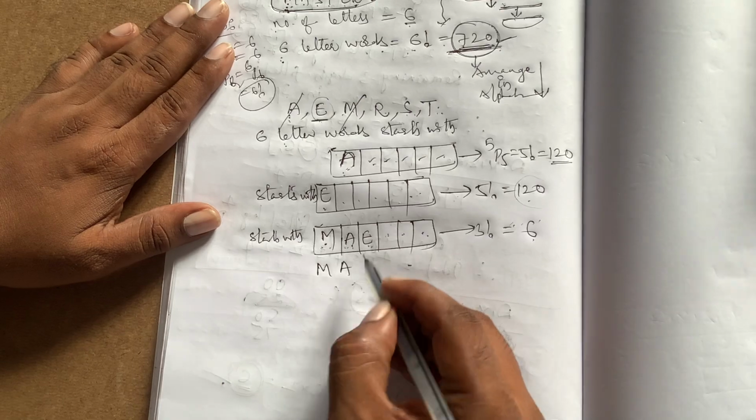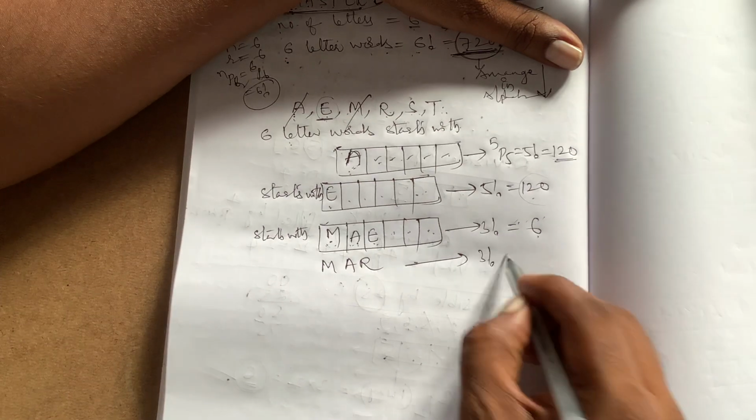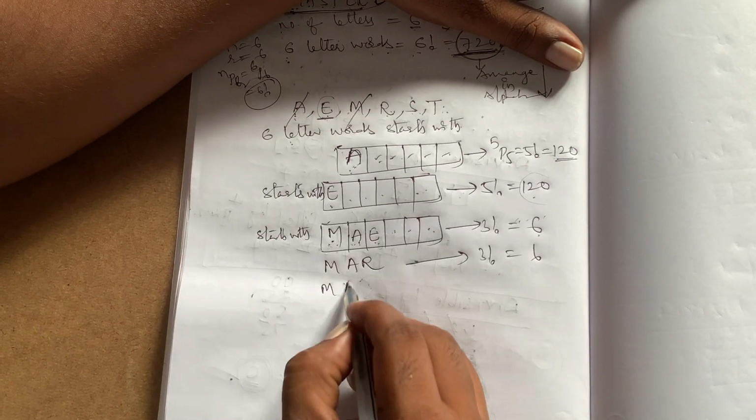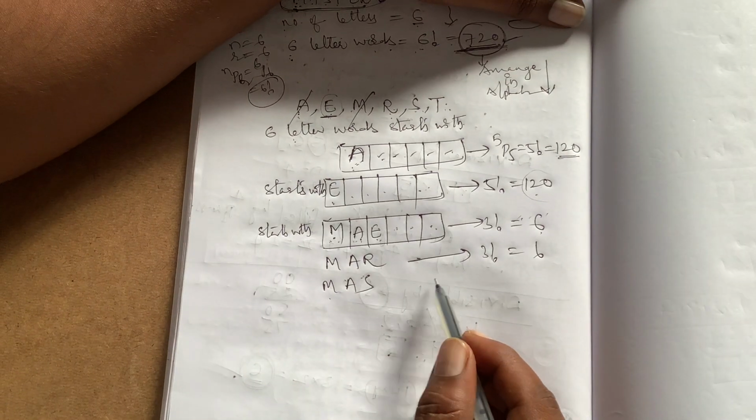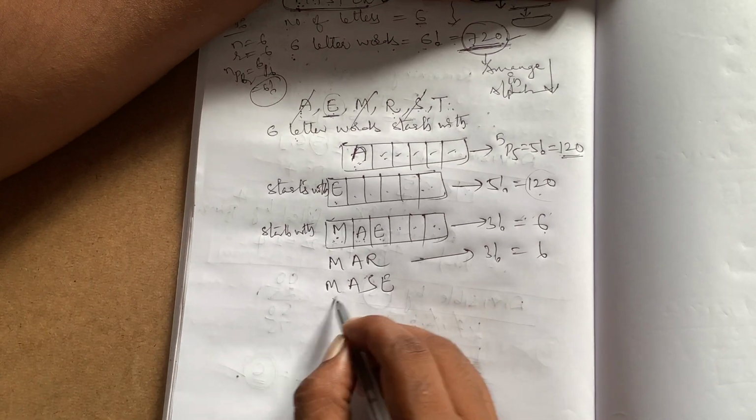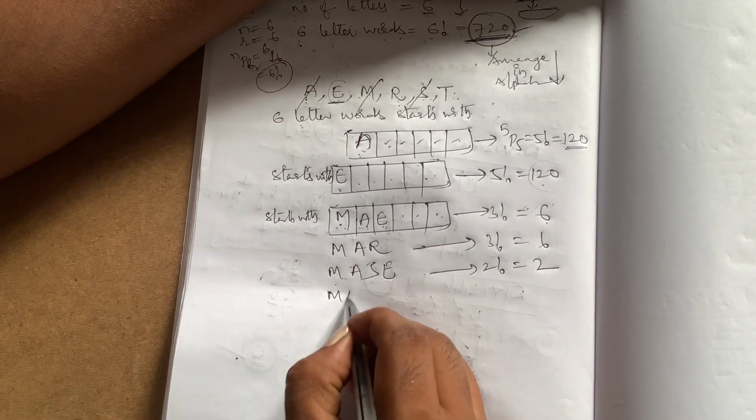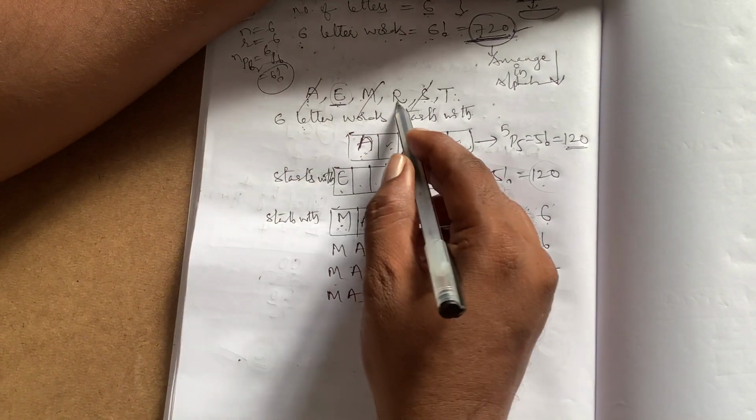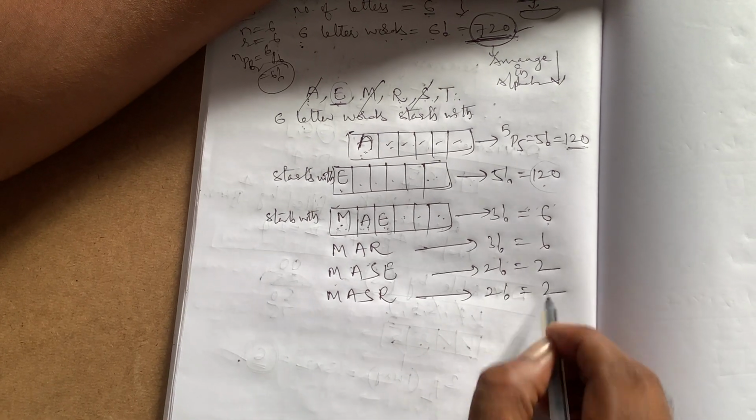Then after MA, after E, what will you get again? R. Okay, again alphabetical order: MAR. 3 factorial, 6. Next, after MA, what will you get? S, and master will exist now. So again fix this letter. Then starting with MAS, observe: MASE, 4 letters fixed, so the remaining 2 letters give 2 factorial, which is 2. After MAS, next R again, then these also give 2 factorial, which is equal to 2.